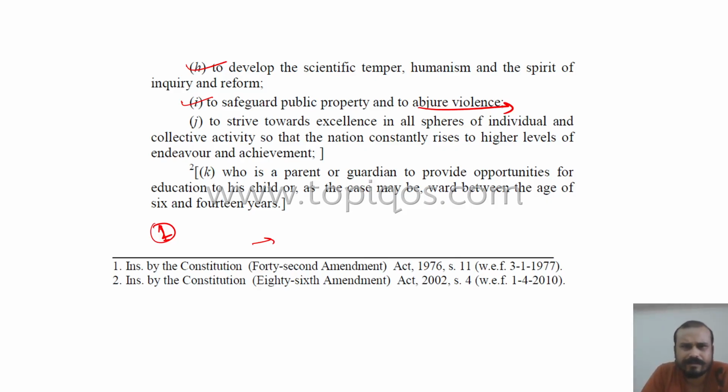And the question comes here: to strive towards excellence in all spheres of individual and collective activity, so that the nation constantly rises to higher levels of endeavor and achievement. This is one of the duties here. Now the last duty was added by the 86th Constitution Amendment Act. What changes did it do? In fundamental rights, it made primary education from 6 to 14 years compulsory.